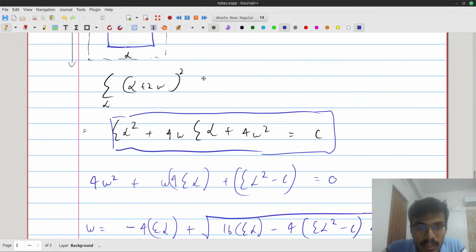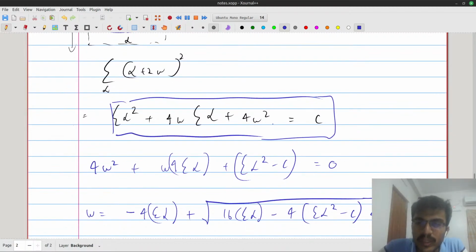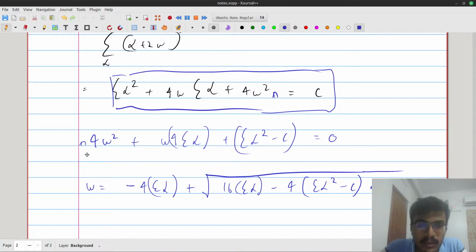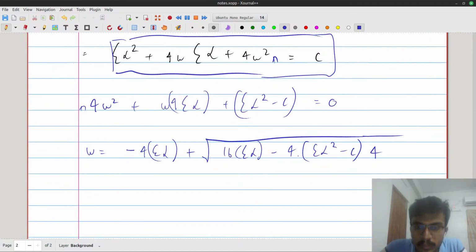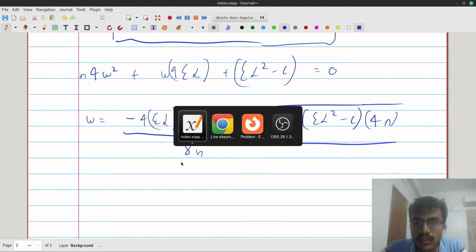Wait, actually I did a small mistake here. So when you sum like 4 omega squared over this, there will be a factor of n over here. So this should be actually 4n omega square, 4n W squared. So this is just a small typo I made. Hopefully that's fine. Yeah, okay. This times 4n, and we're dividing this entire thing by essentially 8n, right? So hopefully this is fine.